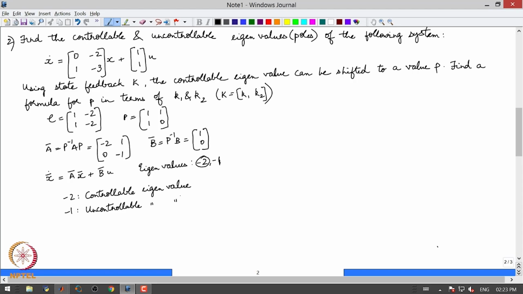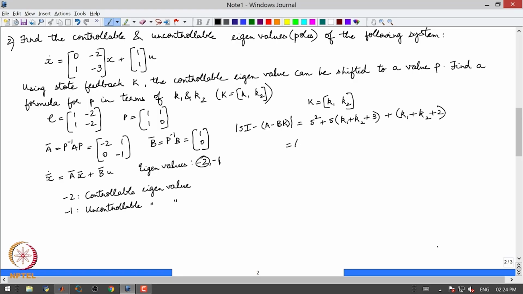Okay. So, now we will take k equals k 1 k 2, and using state feedback I will find the characteristic matrix of the system with state feedback. I can say it is A minus B k. If you find the characteristic equation of the system, it will turn out to be s square plus s into k 1 plus k 2 plus 3, plus k 1 plus k 2 plus 2. So, you can just substitute A, B and k and find this characteristic equation.